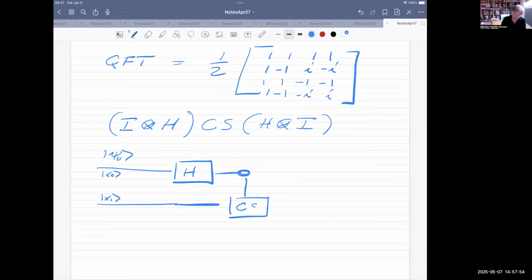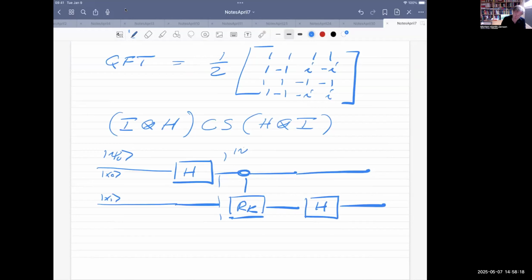This is normally just written like a CS, or since it's acting on one qubit, you will often see this one as just a rotation gate. So we would have an RK here. And then finally, we have a Hadamard operation on the second qubit. So this gives us a state psi1. This gives us a state psi2. And then finally, we have the final state psi3, which is now the Fourier transform of a state x0, x1, which is now Fourier transformed to a new state.